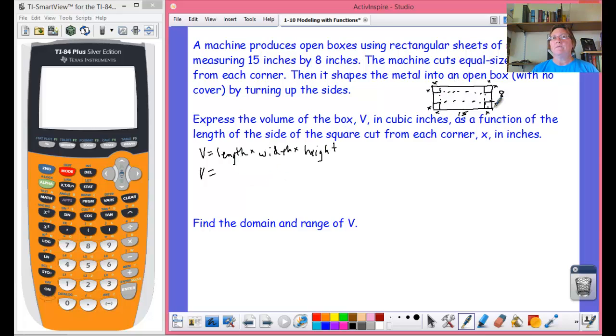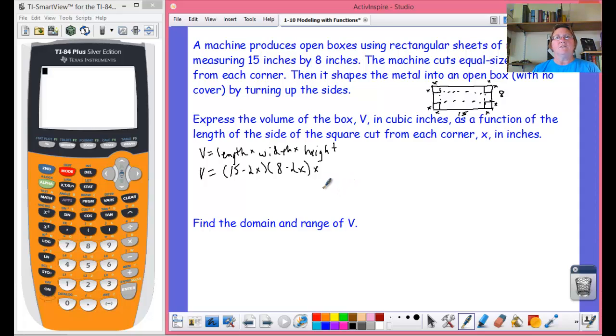The length of it, well, that's this side, 15, but it has two cuts out of it that are x long. So length is 15 minus 2x. Width, well, that's 8, and it also has two x parts cut out of it. And then the height of this box, as we said, is going to be x high after you use those things as folds. I'm satisfied with that equation. I see it's got 1, 2, 3 factors of x in it, so this is going to be a cubic.